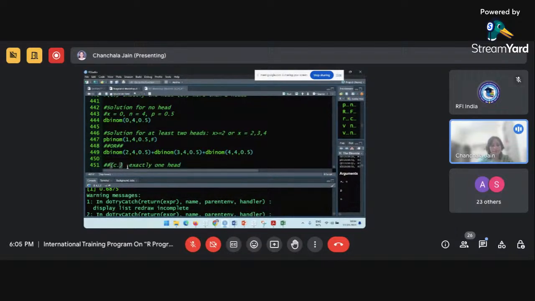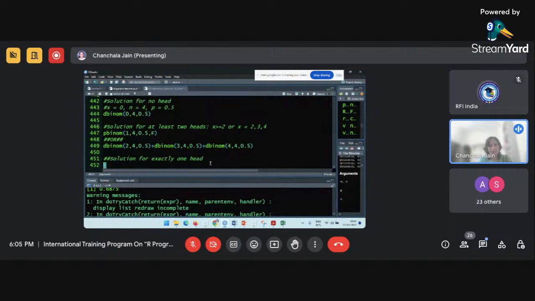So now we will get the solution for exactly one head. Can anyone attempt how I can solve it?